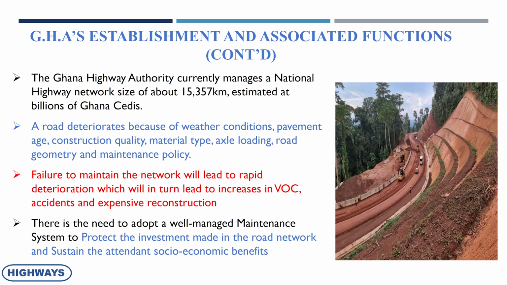As we know, roads deteriorate because of weather conditions, pavement age, construction quality, material type that have been used, axle loading, the road geometry, and maintenance policy that's adopted. Failure of the government, or us, to maintain the network will lead to rapid deterioration of the network, which will increase vehicle operating costs, result in increased accidents, and be expensive to reconstruct. So it is very important that we adopt a well-managed maintenance system to protect the investment that we have made in the network, and also to sustain attendant socio-economic benefits such as access to schools, hospitals, market centers, and the likes.